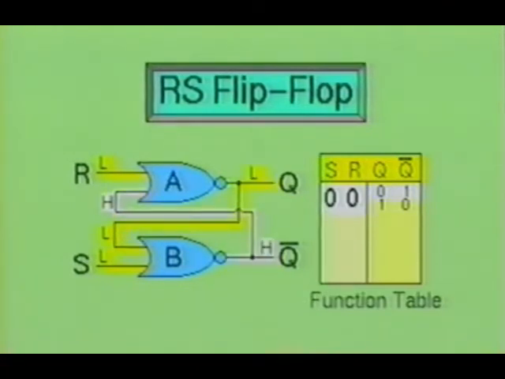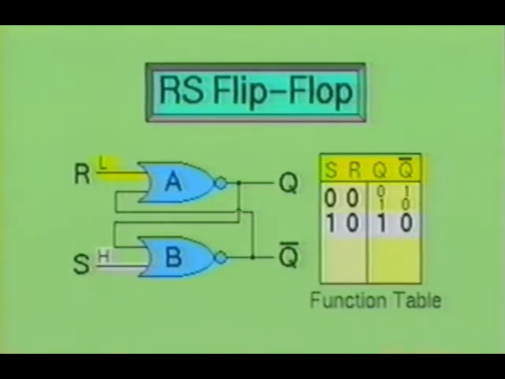Now let's assume that gate B turns on first. When gate B turns on, it produces a high output, which is then fed into the second half of gate A. This causes gate A to output a low. This low output from gate A and the low from the set input will cause the not Q output to maintain a high state of energy. Next, we will see what happens when the reset input is low and the set input is high.